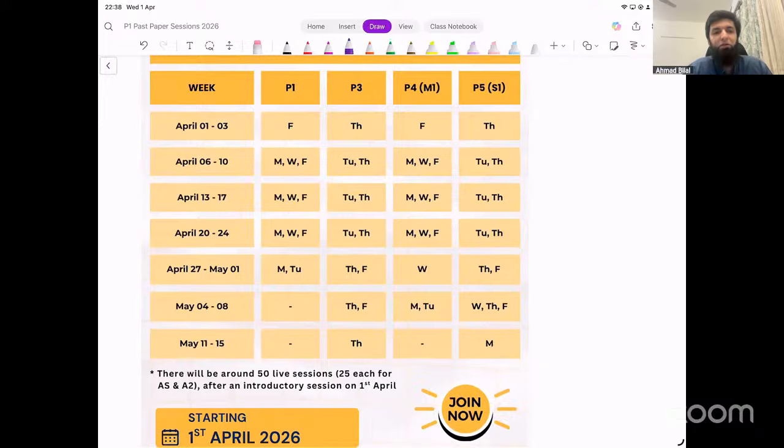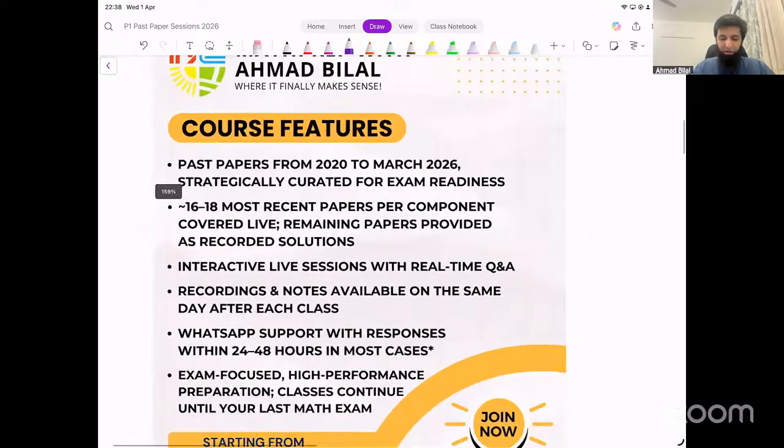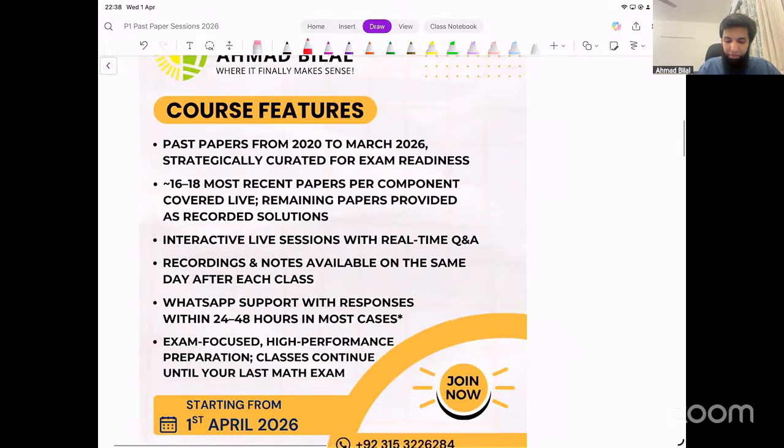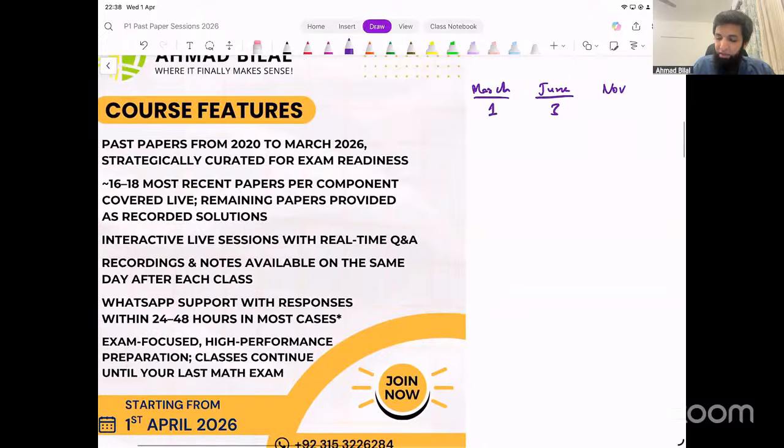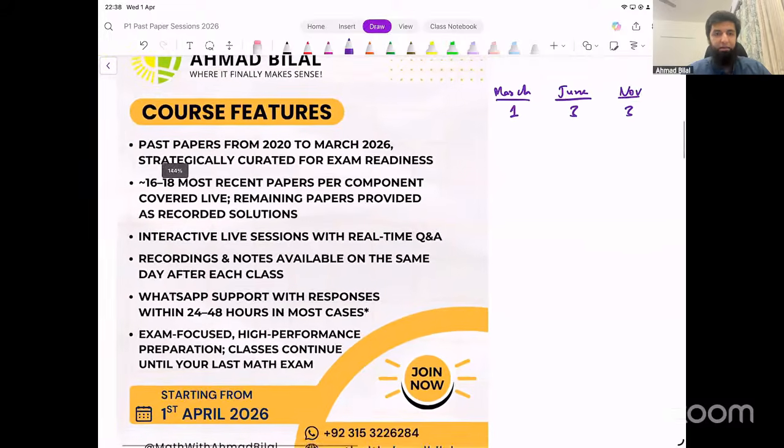Now, what will we be doing in those live classes? We are going to focus on papers from 2020 to March 2026. Now, that's a lot of papers. In every single year for each component, you have 7 papers. So you have 1 in March, you have 3 in June, and then you have 3 in November. That makes it 7 papers in a single year.